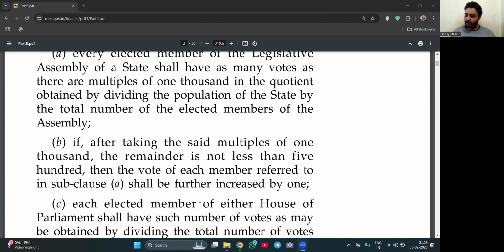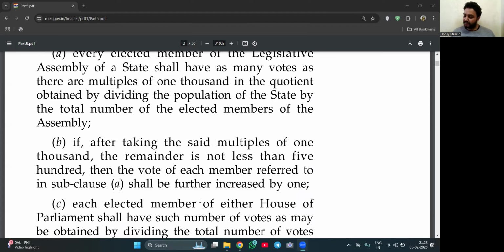The vote value of an MP is the total vote value of all the MLAs of all the states divided by the total number of elected members of parliament. Therefore, the president's election is held in accordance with the system of proportional representation by means of a single transferable vote, and the voting is by secret ballot.